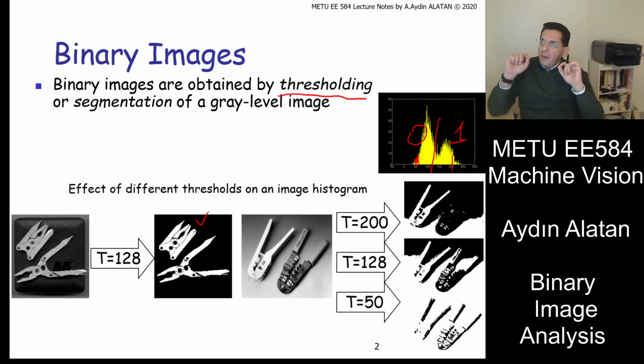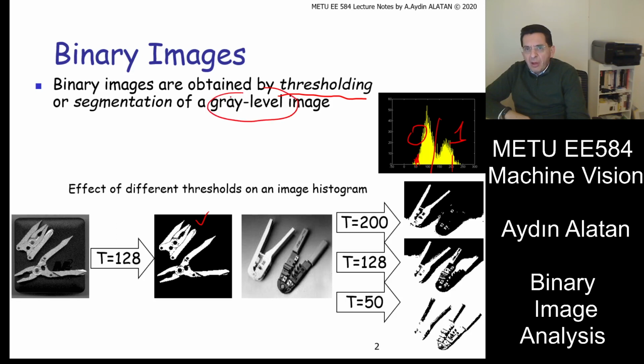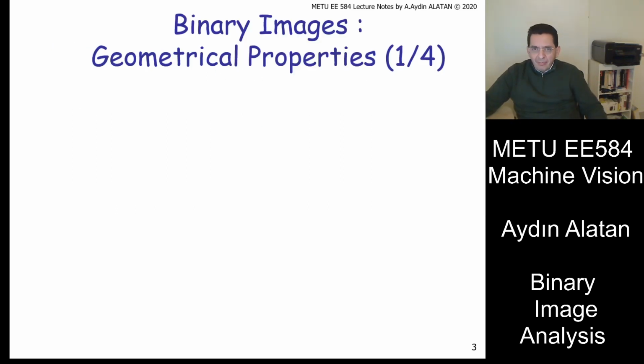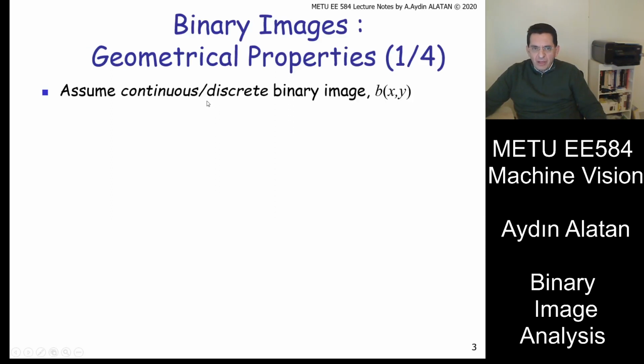To tell the truth, binary image analysis is just a way of representation. A gray level image is too much information, okay? And what we are doing is trying to convert the image into a form where life will be much easier in terms of representing, and obviously classifying anything. Now, very first, let's talk about the geometrical properties. Let's assume a continuous or discrete binary image, okay?